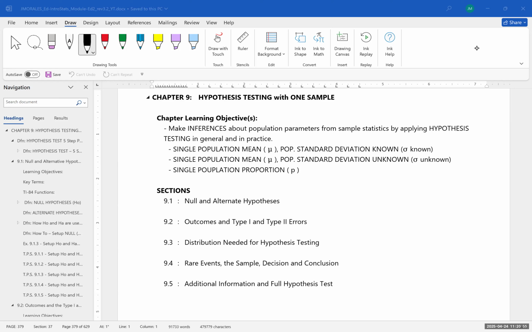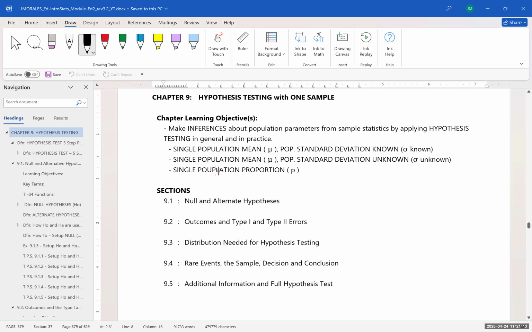So, these are all the different sections. And we'll be doing hypothesis testing about single population means and single population proportions. And that's a spelling error. Let me fix that really quick.